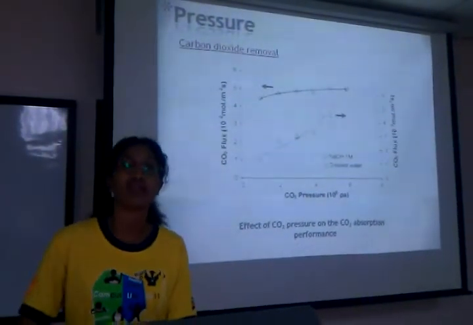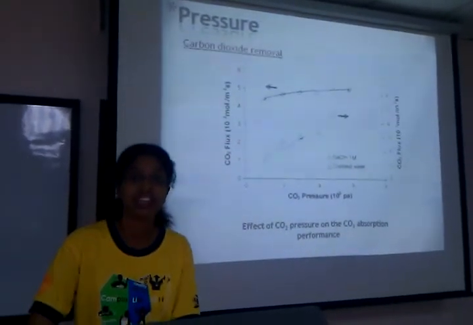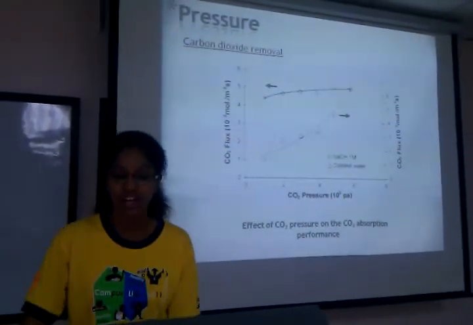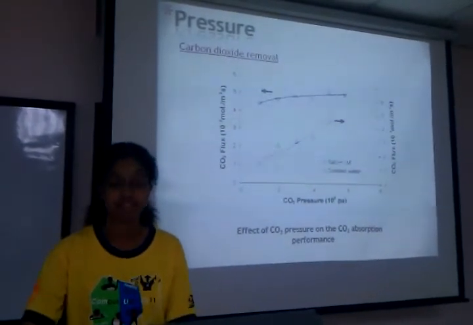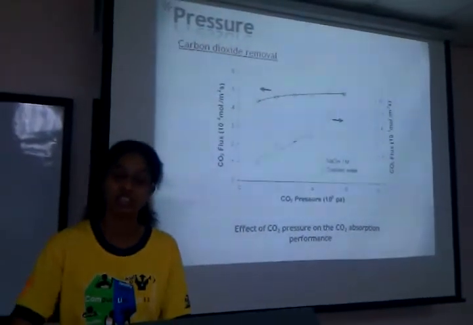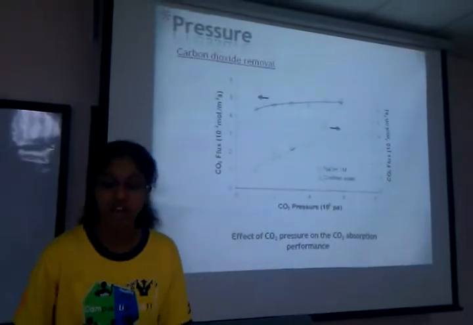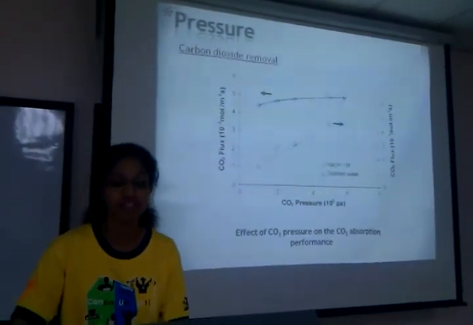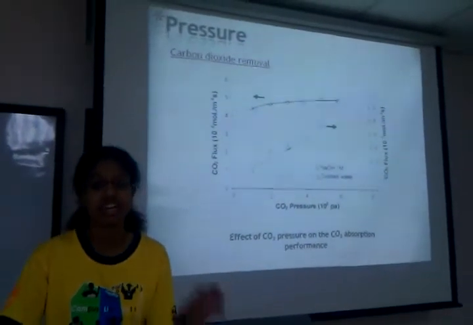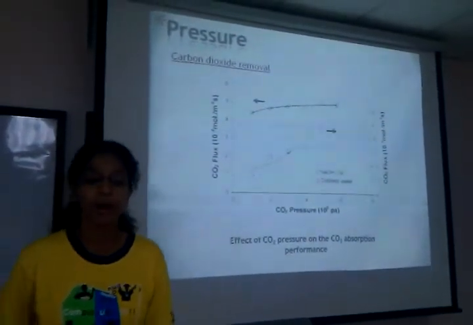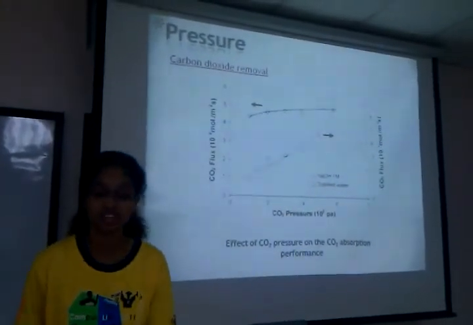Pressure is one of the operating parameters which affects the removal of carbon dioxide and hydrogen sulfide. In this study, they use physical absorption and chemical absorption, where distilled water is used in physical absorption and sodium hydroxide is for chemical absorption. From this graph, it shows significant figures for the physical absorption, while for the chemical absorption it didn't show much of a result.